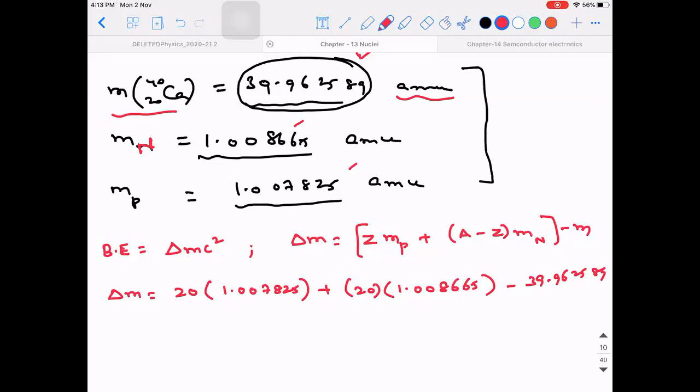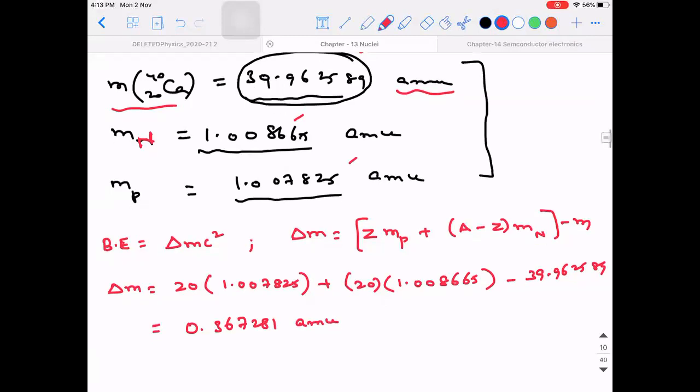0.36, how much? 0.367281. Yes. So this is the mass defect that we have found.